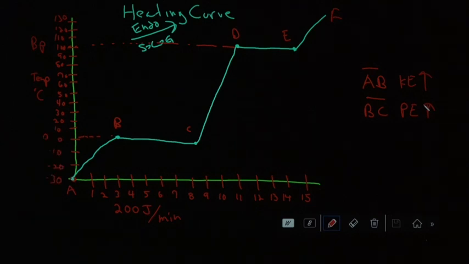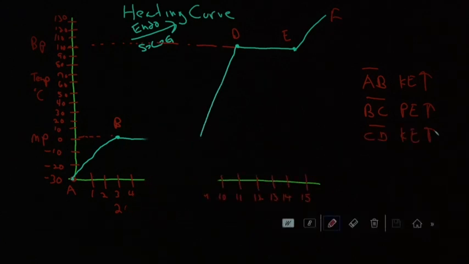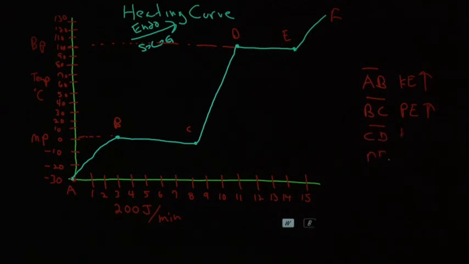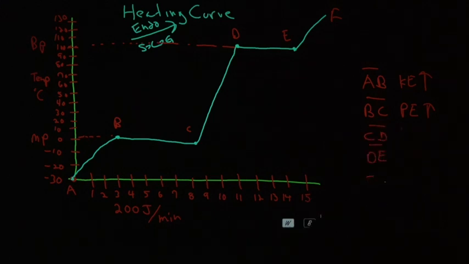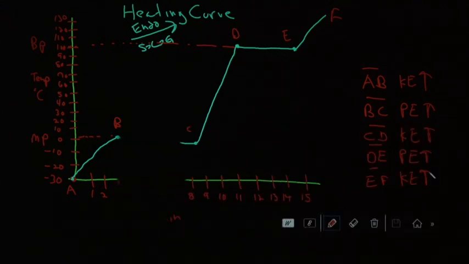All right. Now, from line segment C to D, there's a huge jump from 0 to 100. So if the temperature goes up, KE goes up. So C to D, KE jumps way up there. Now from D to E, no temp change. So D to E, there's an increase in potential energy. And finally, you get the idea, there's a temperature increase from E to F. So line segment E to F, there is an increase in kinetic energy. So that takes care of kinetic and potential energies.